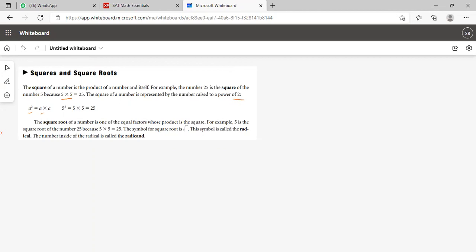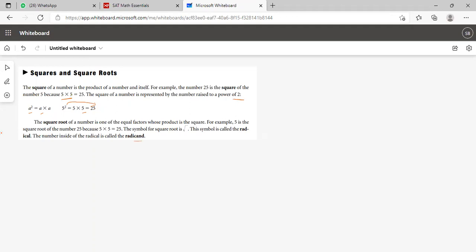So 5 square is basically 25 and 25 is basically square of 5. And the square root of a number is one of the equal factors whose product is the square. For example, 5 is the square root of the number 25 because 5 into 5 is 25. The symbol for square root is this one. The symbol is radical. The number inside of this radical is called radicand.